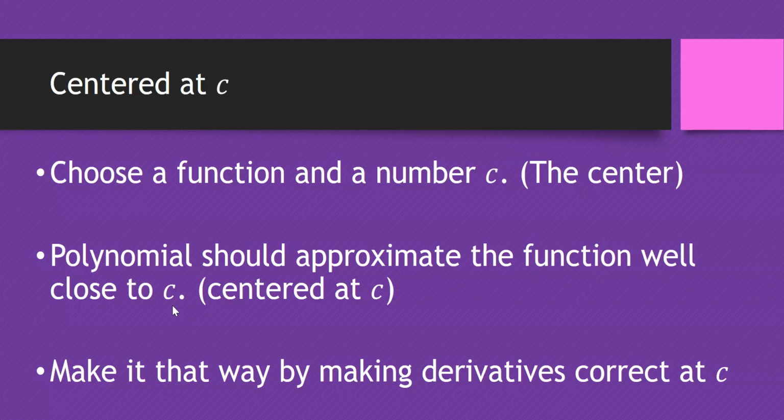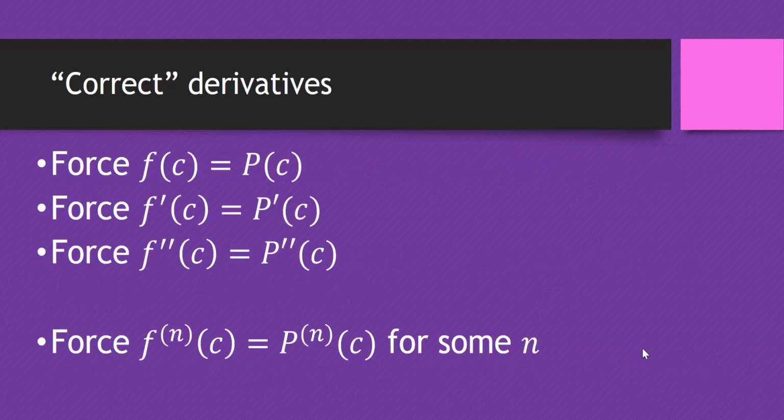And how we make it really close, how we approximate it really well, is we make the derivatives correct at C. So we make the derivatives of the polynomial match up with the derivatives of the function around C. So that's what we do. We force this centered at C things.